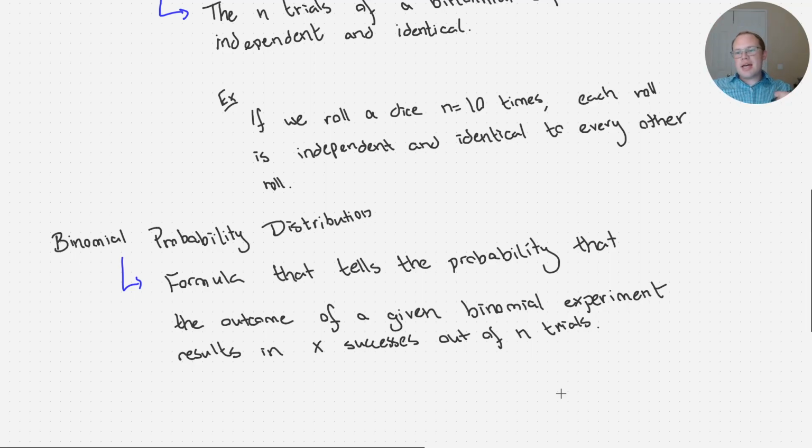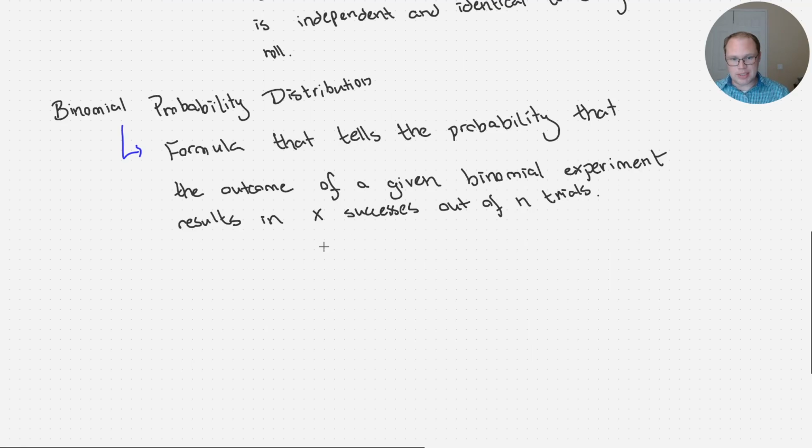If we roll that die 10 times, the binomial probability distribution will be able to tell us the probability that out of those 10 rolls, 3 of them will be 2s, or 9 of them will be 2s, or 5 of the 10 rolls will be 2s. That's what the binomial probability distribution does for us. We'll talk about how we actually calculate these probabilities in a future video. For now, I want to focus on the expected value and the standard deviation of a binomial probability distribution.